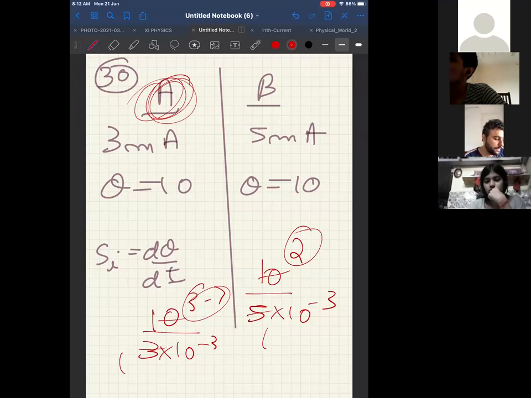Option B, a changing electric field. A changing electric field will also give rise to magnetism. That is the chapter, magnetic effect of electric current. Therefore, the answer will be both of these.